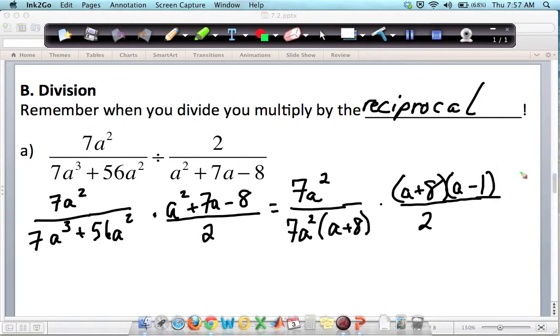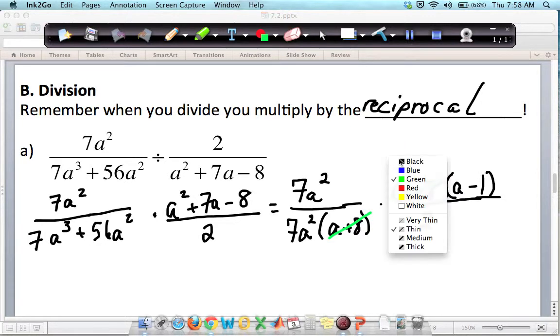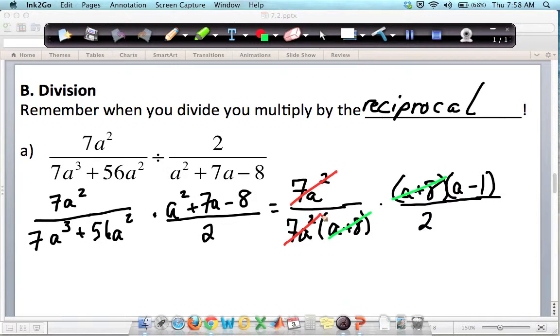Okay, now that this is factored, I can go ahead and cancel any like terms. So I can cancel out these a plus 8s, and I can cancel the 7a squared, since those are together. And that is it. So you can go ahead and multiply, and you're going to have in the numerator just a minus 1, and in the denominator 2.